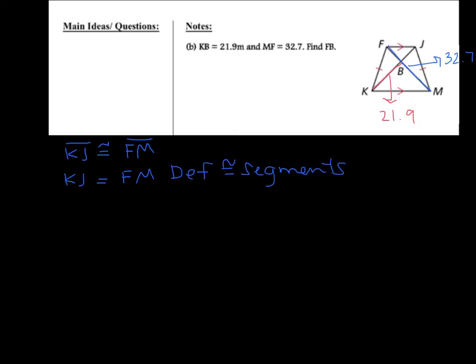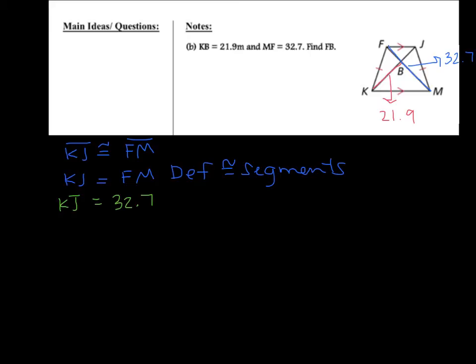The first thing you're supposed to know is that segment KJ is congruent to segment FM, because it's an isosceles trapezoid and those diagonals are congruent. I can then say that KJ is equal to FM by the definition of congruent segments. Okay, so if KJ is equal to FM, then KJ has to equal 32.7, because that was given to me up here in the problem. MF is 32.7. So if the whole thing from K to J has to equal M to F, then I know that it's 32.7. That's how I know that they're congruent.